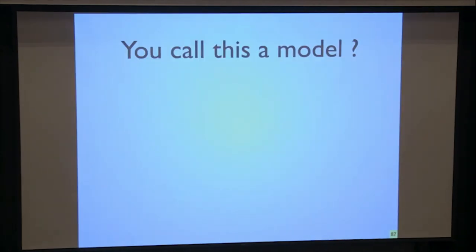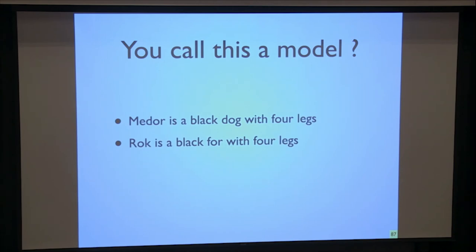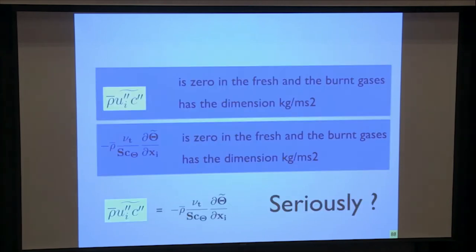So let me just elaborate on this. This is a model where you can do the demonstration this way. If Medor is a black dog with four legs, and Wok is a black dog with four legs, then Medor equals Wok. That's exactly what we did. Because we said this term is zero in the fresh gas and the burnt gas, and it has the dimension which is here, and this one too. So they must be equal. But this is exactly what we all do.